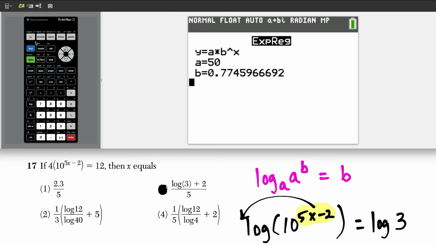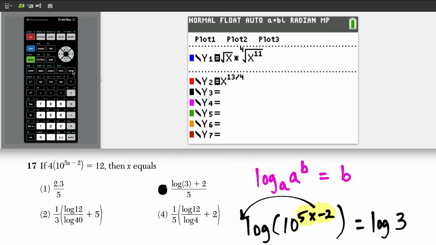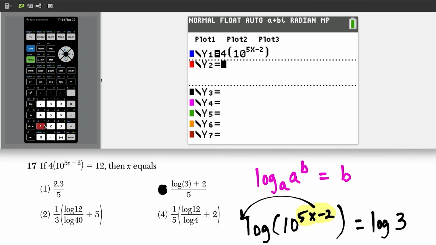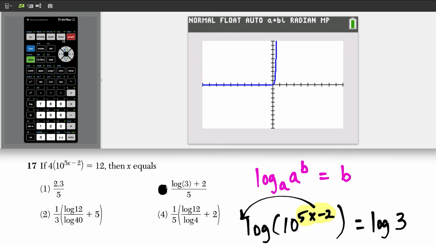But remember, the calculator can save you for a question like this. All right, the calculator is very useful in the multiple choice if you don't know how to do the algebra. So I could just type in the left side of the equation here. So I have 4 and then parentheses 10 to the power, and I have 5x minus 2. And then I hit the right arrow to get out, and I close the parentheses, and now this is just equal to 12. But what's going to happen is I press graph, and I'm like, oh no, I don't see anything. And that's because I graphed the line y equals 12.